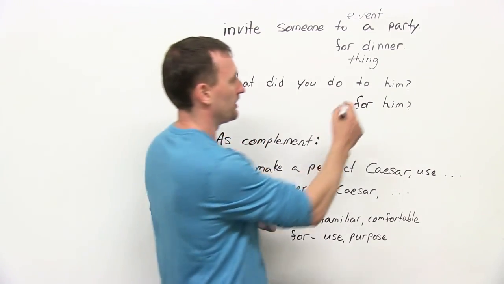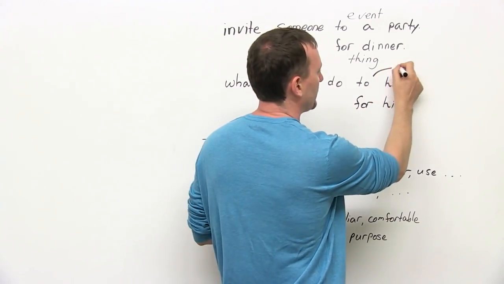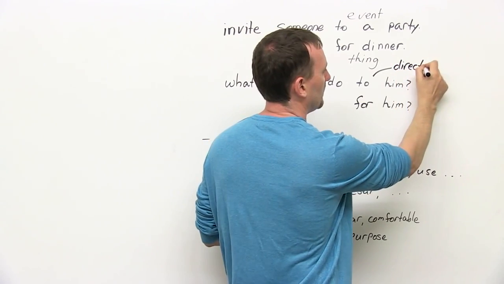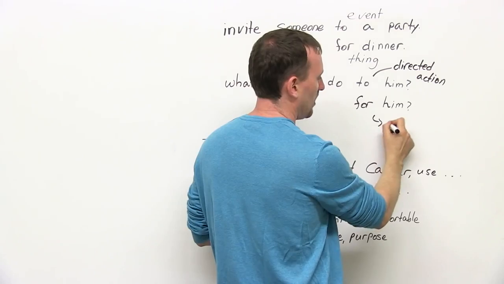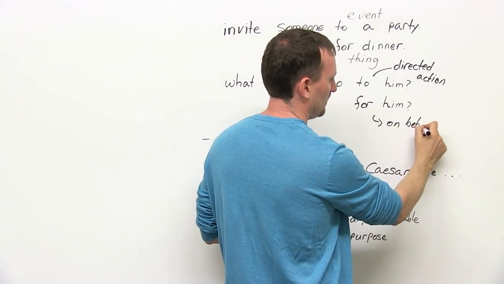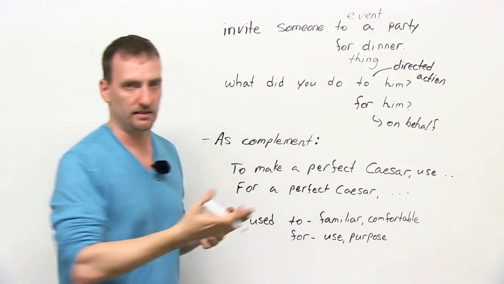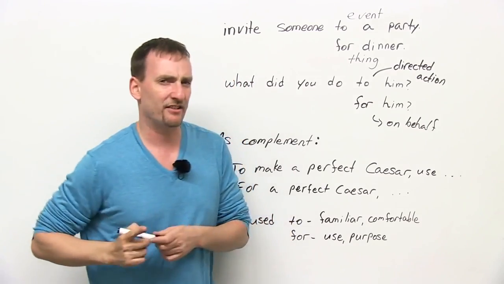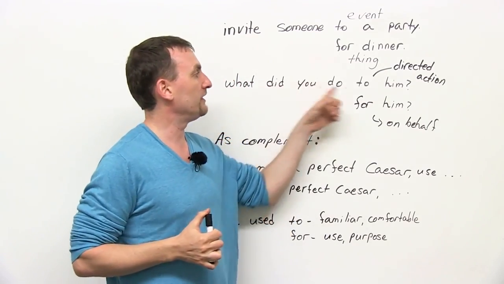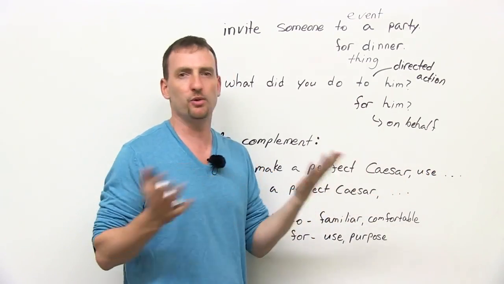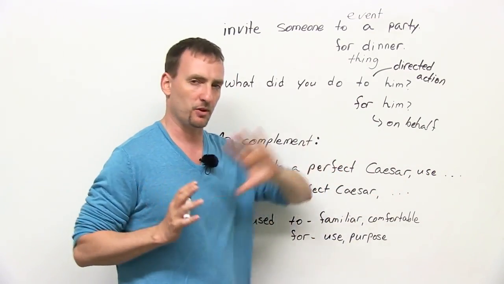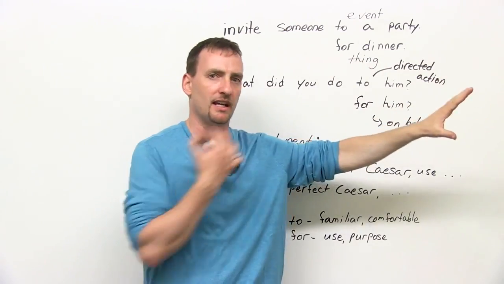So we'll call this a directed action. And we'll say on behalf means in his place. Now, you notice the answers? Did you notice my answers? What did you do to him? I yelled at him. I'm not using to or for in the answer. I'm showing at him means in that direction, the yelling.